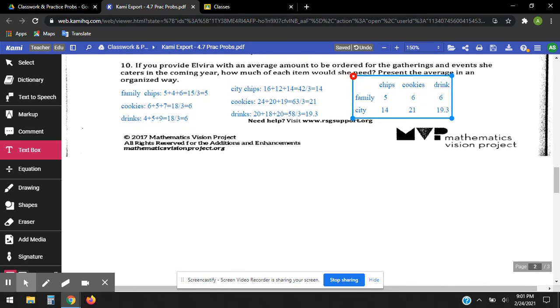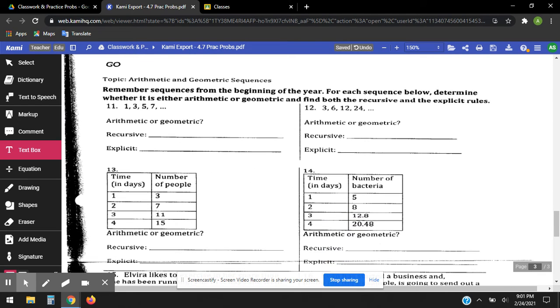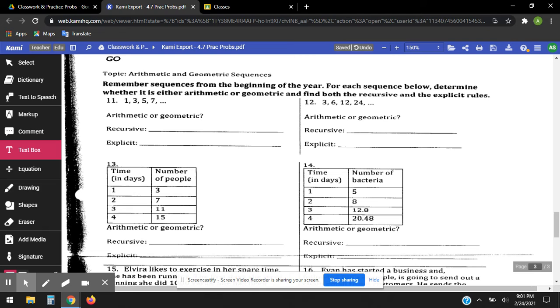All right, last page. Remember the sequences from the beginning of the year. For each sequence below, determine whether it's either arithmetic or geometric and find both recursive and explicit. So no, these are not going to go away. You still need to be figuring out how to do these and continuing them.